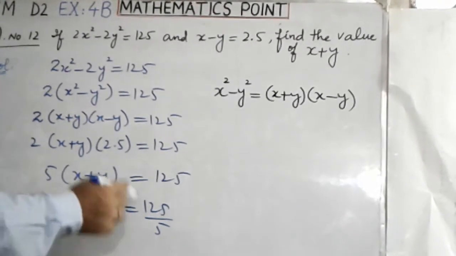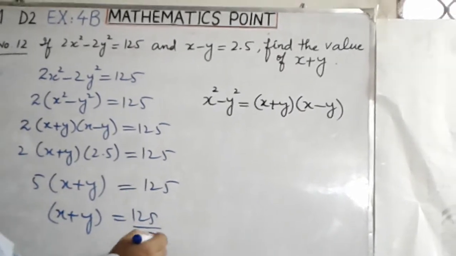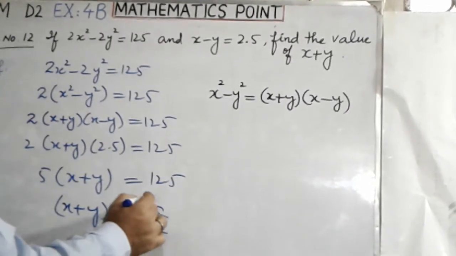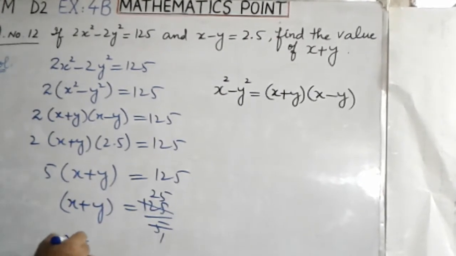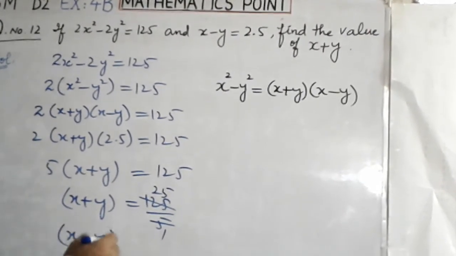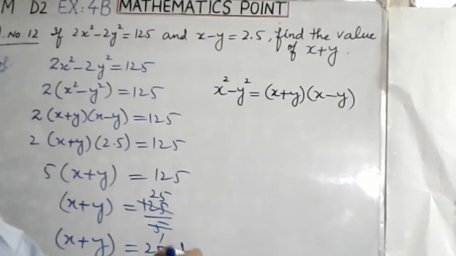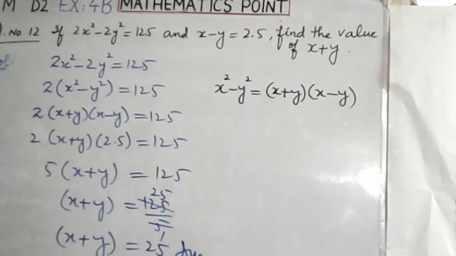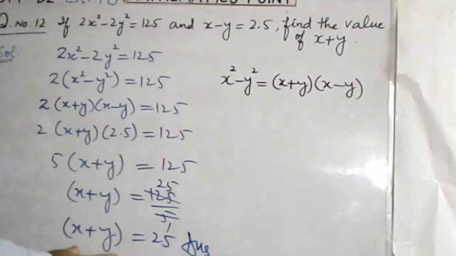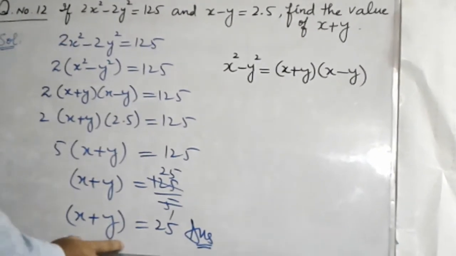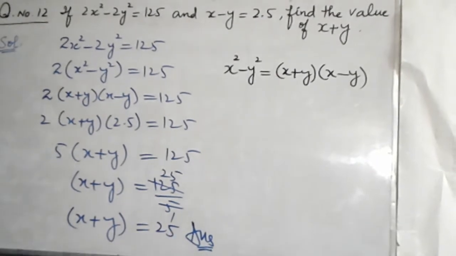Now you can easily cancel out 125 and 5. Both are divided by 5. 5 1s are 5, 5 2s are 10, 5 2s are 10, 5 5s are 25. So we have the value x plus y is equal to 25. That is the answer. What we had to find was the value of x plus y, and here you can see we have found that x plus y is equal to 25.